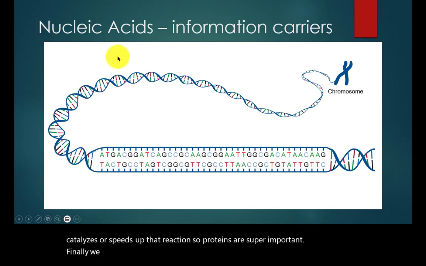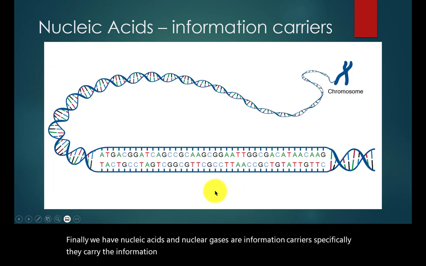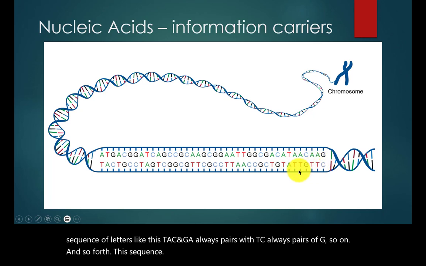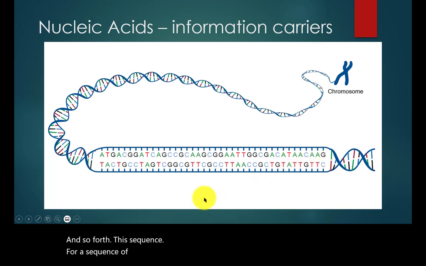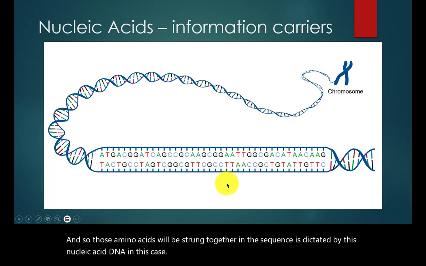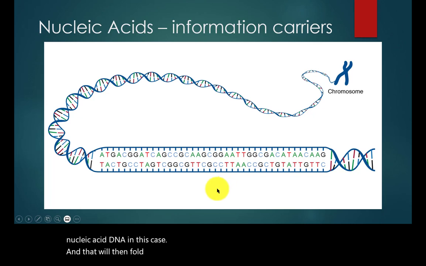Finally, we have nucleic acids, and nucleic acids are information carriers. Specifically, they carry the information on how to build proteins. So you've probably seen a sequence of letters like this, T, A, C, and G. A always pairs with T, C always pairs with G, so on and so forth. This sequence codes for a sequence of amino acids, right? And so those amino acids will be strung together, and the sequence is dictated by this nucleic acid, DNA in this case, and that will then fold into a functional protein. So nucleic acids store all the information for how to build all the proteins in your body.